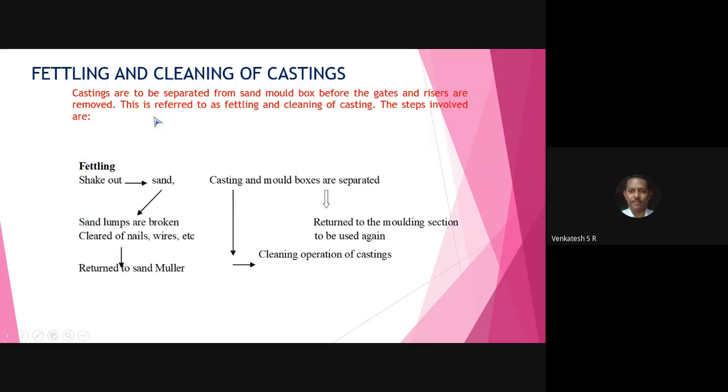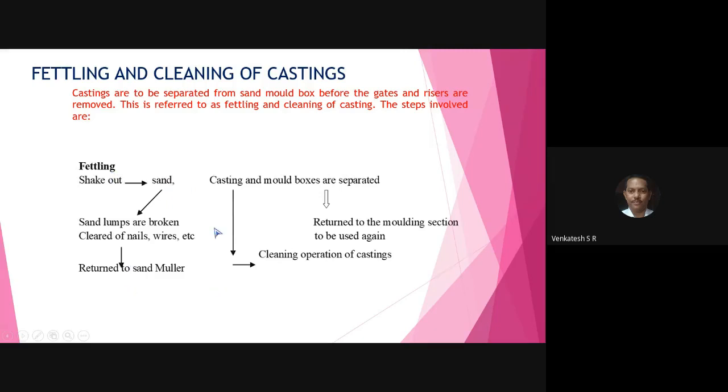After completion of the solidification process, castings are removed and the fettling operation is carried out. The sand lumps, risers, runners and other nails and wires present in the casting are removed by chiseling operation, using a chisel and hammer. This is called fettling operation. This is very, very important for mechanical engineers.